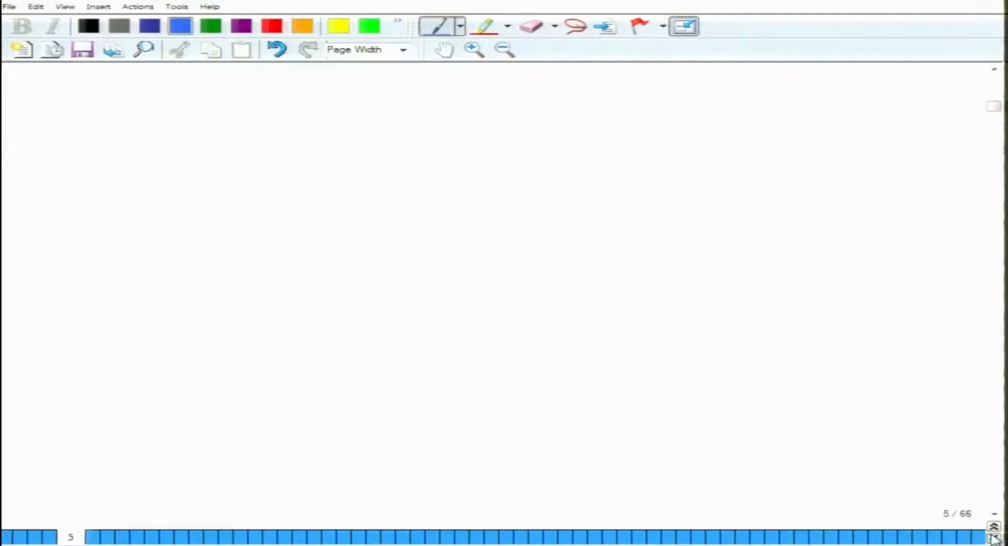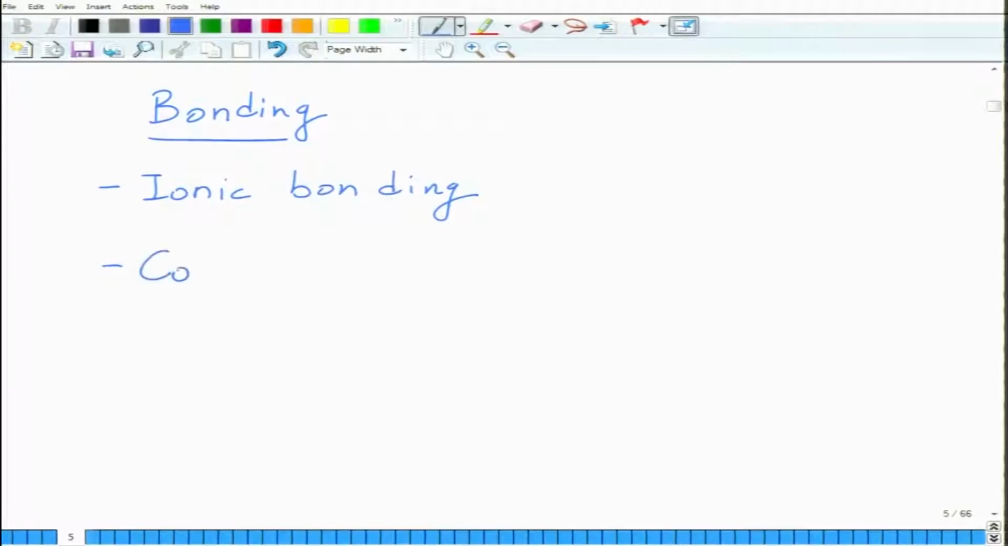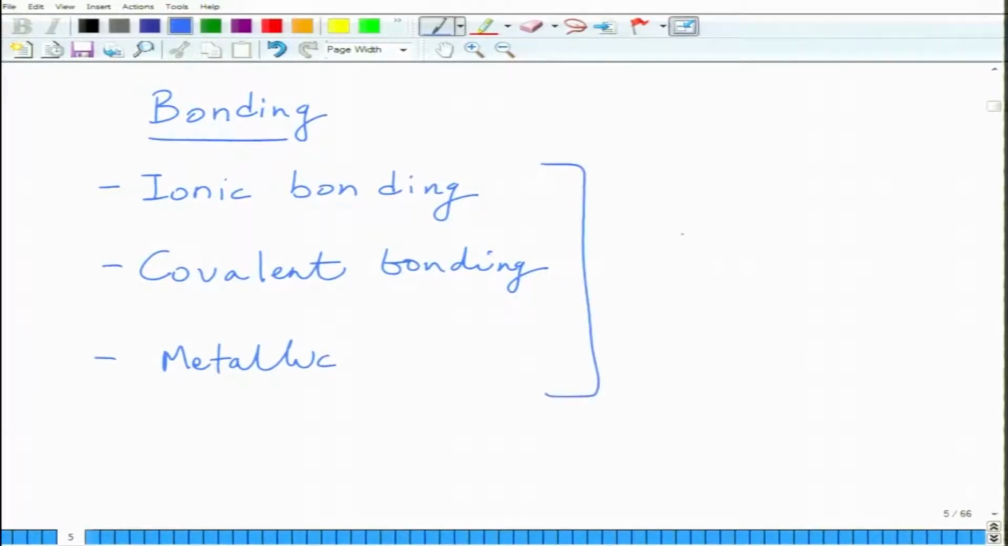So, let me now get into the bonding. There are three kinds of bonding that we primarily come across or study. First is ionic bonding, second is covalent bonding, and third is metallic bonding. These are all primary bonding methods, okay. So, this is called primary. Then there is another class of bonding which is called secondary bonding.